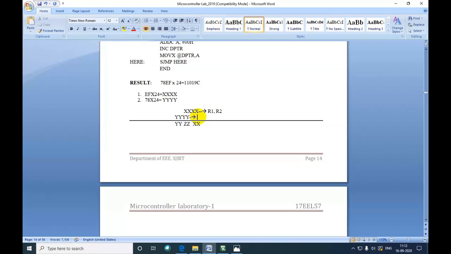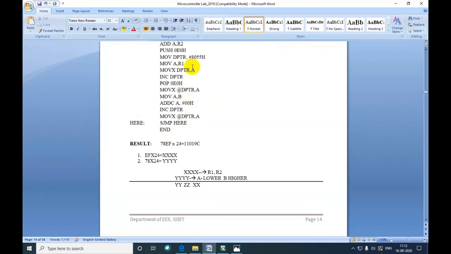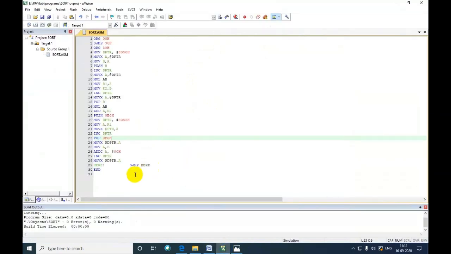Now the results are in A and B. A has the lower byte and B has the higher byte. We can directly add them and store the results in consecutive memory locations. The memory location here is 8055, where I will store the result. So I am typing the same program with the same logic, adding the file with an appropriate name and saving. Hopefully there are no errors.